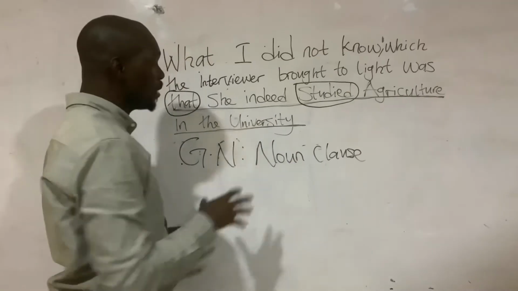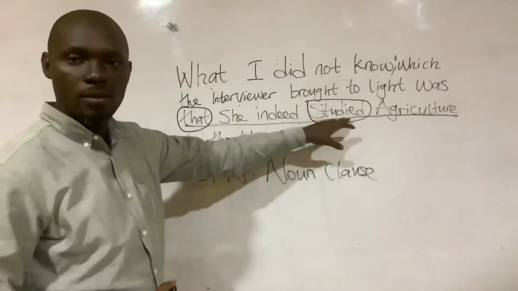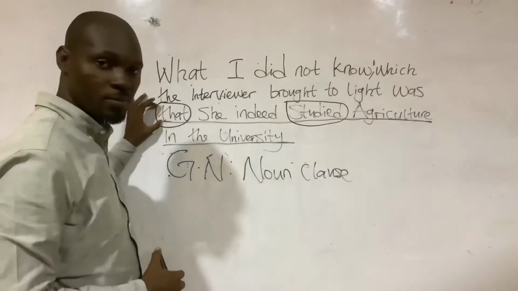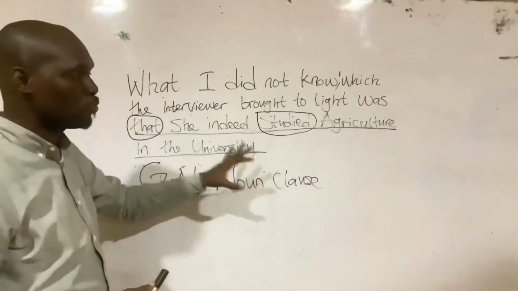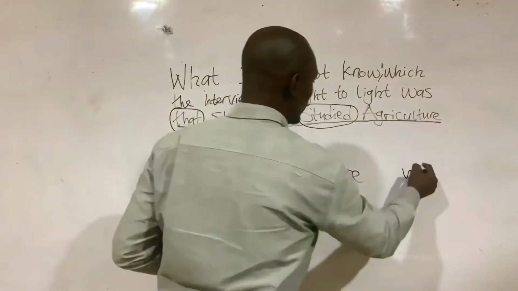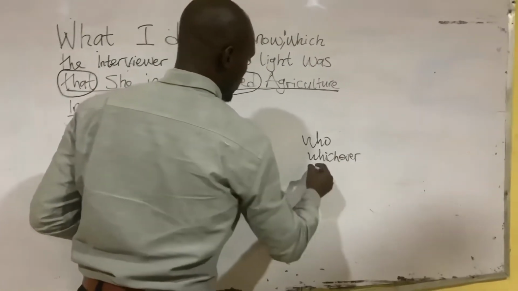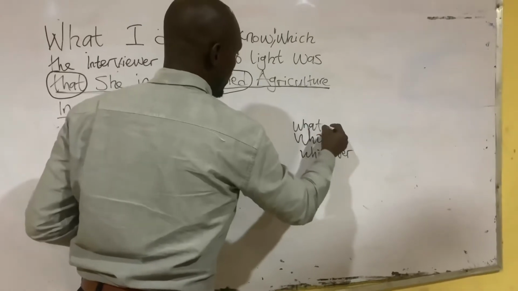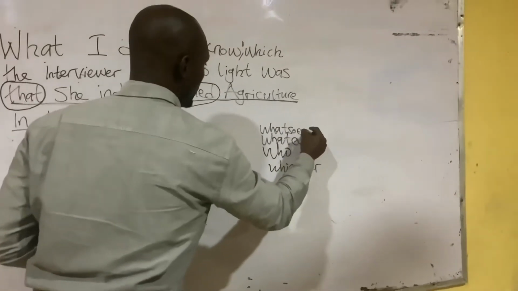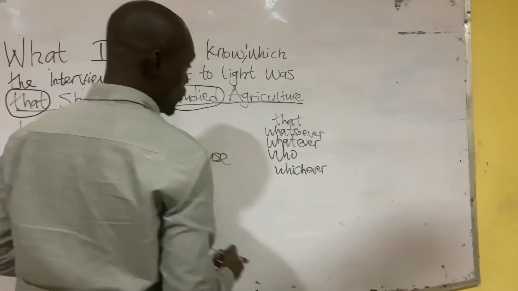One of the reasons why it's a noun clause: first, it is a clause because it has a finite verb, and apart from that, it has a marker, that. So this makes it a noun clause. Other markers for noun clauses are who, whichever, whatever, whatsoever, that, and so on and so forth.